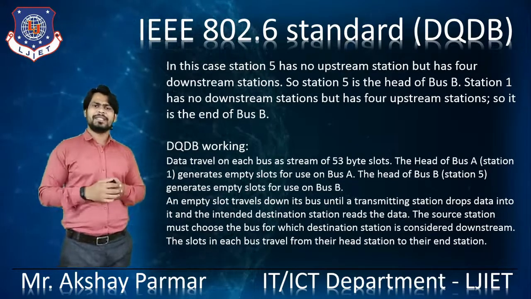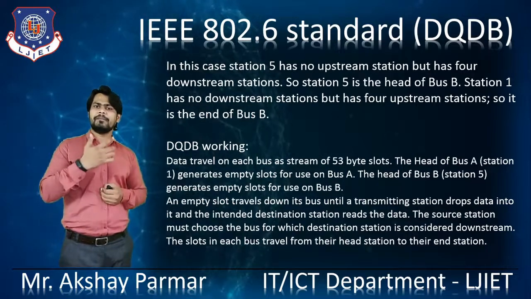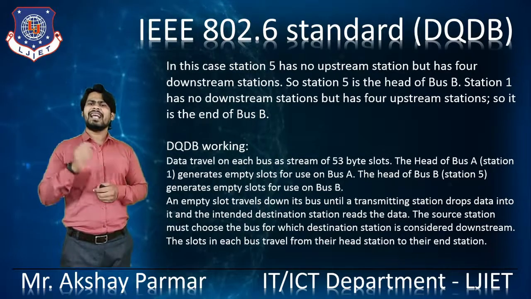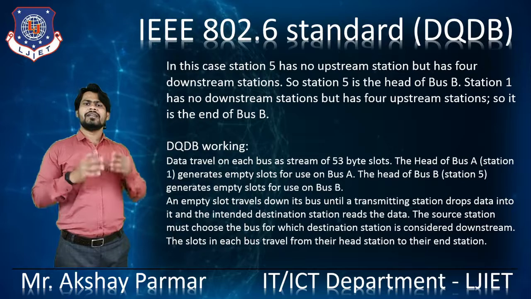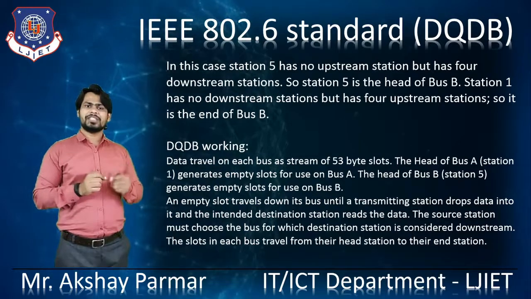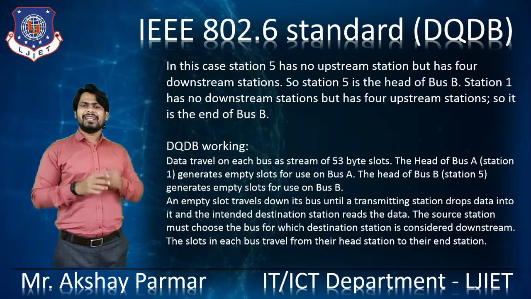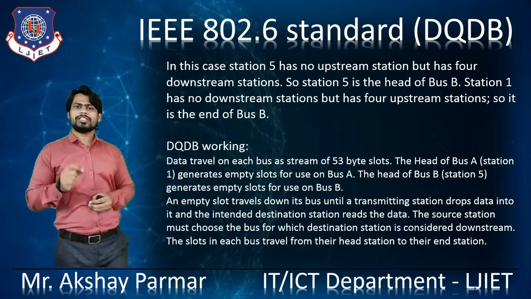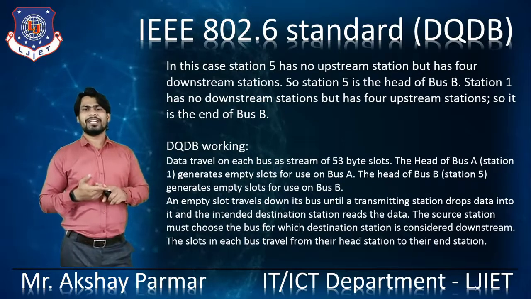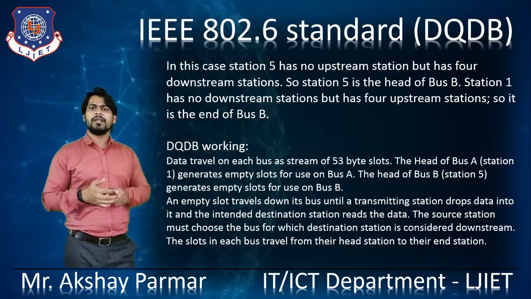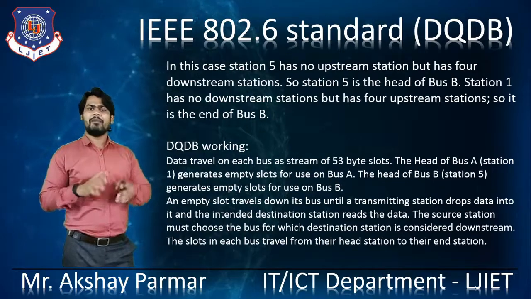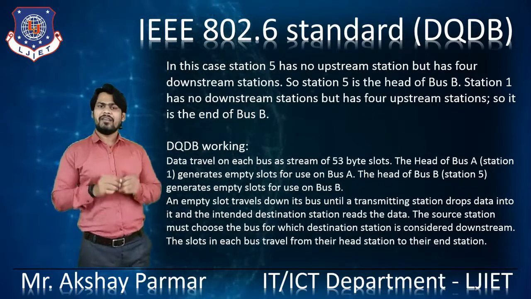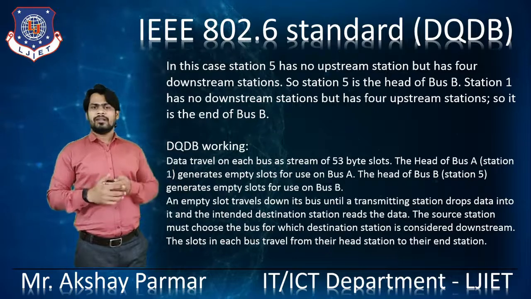The head of bus B, which is at station 5, generates an empty slot for use of bus B, right? Empty slots travel down the bus until a transmitting station drops data into it, and the intended destination station reads the data, right? The source station must choose the bus for which the destination station is considered downstream. The slots in each bus travel from the head station to the end station, right?